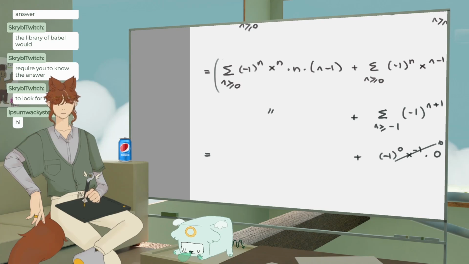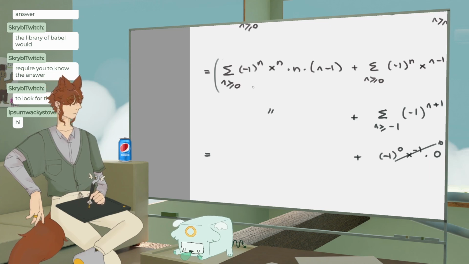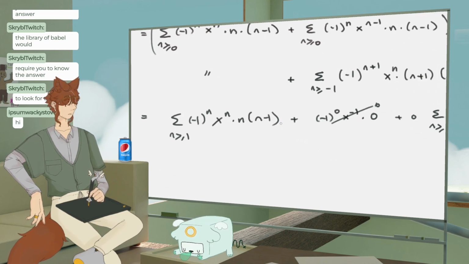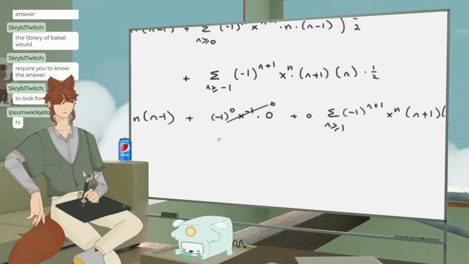Wait, did he literally just ask for a power series representation of this? Okay, good. Because I'm doing that. And its radius of convergence. Okay, okay, okay. And this one is also n greater than or equal to 1. x to the n times n-1. Cool. Now we can just combine these. Yippee!